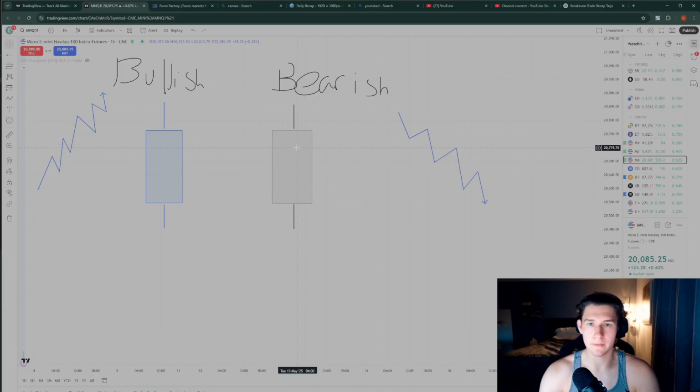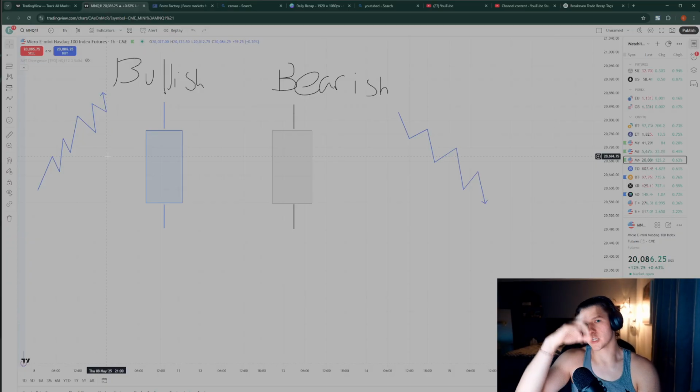Also, if you want a good way of remembering this for people that forget, you can think of a bull. I'm not going to really draw a bull. You can imagine a bull, and then it's like swinging its head up.